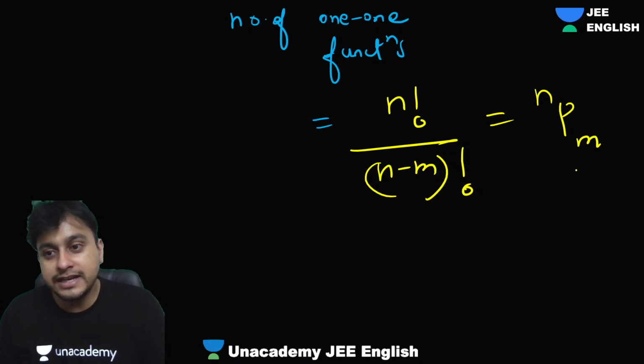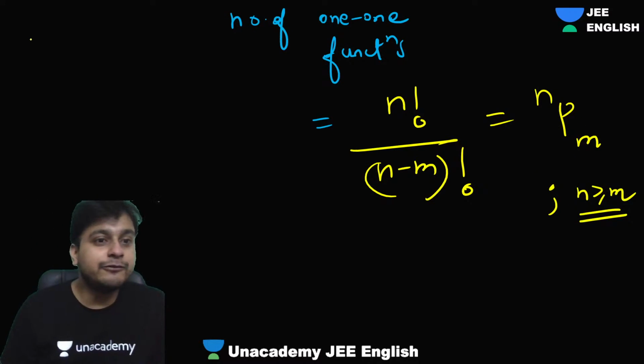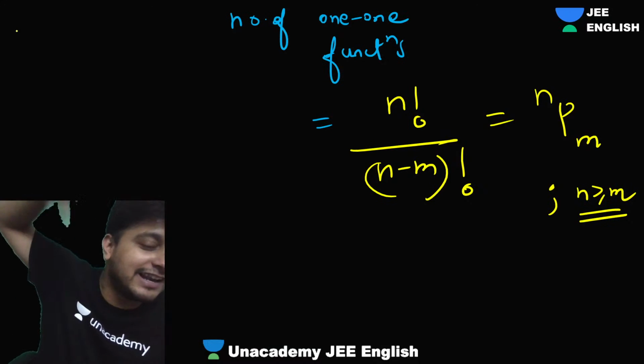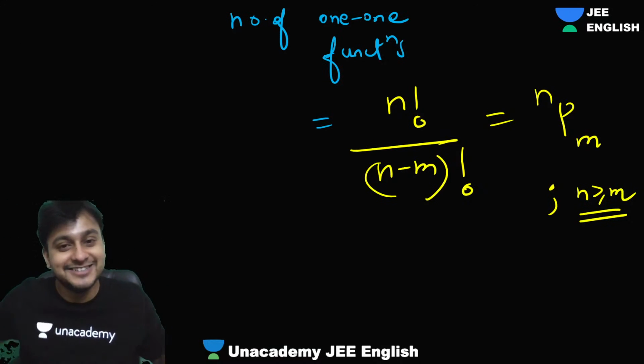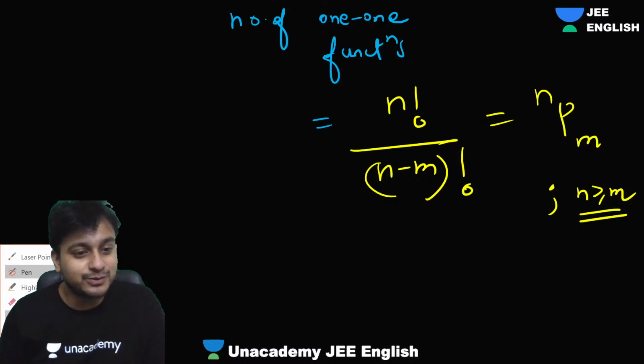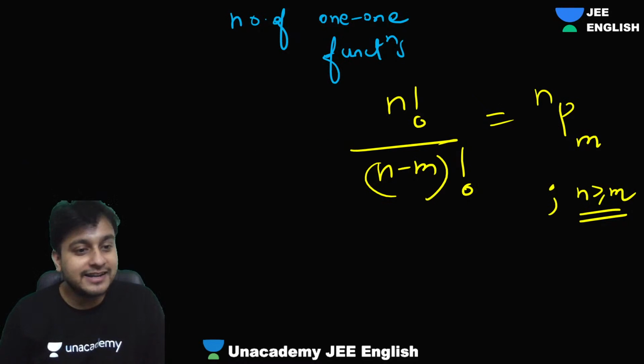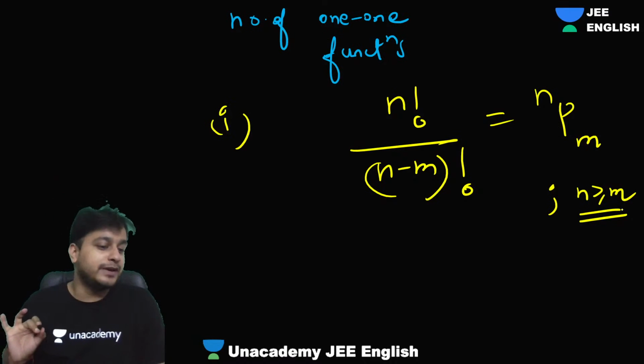So, guys, this is only valid for what? When n is greater than m, right? I told you, can nPr be defined for n less than m? No. So this is case 1, guys. This is case 1. Understood? When obviously, guys, your n is greater than or equal to m.